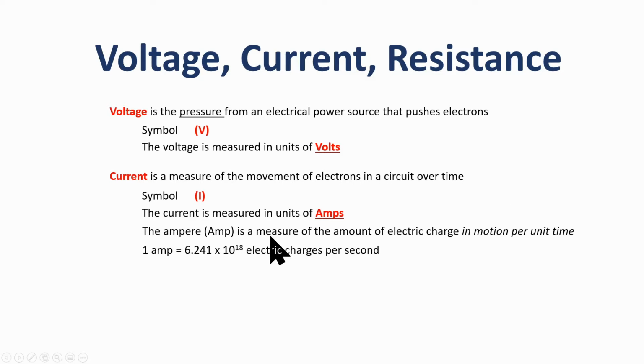So 1 amp is equal to 6.241 times 10 to the 18th electrical charges per second. Well, an electrical charge is the charge of 1 electron. So this is equivalent to looking at a point, say in the wire, and 6.24 times 10 to the 18th of these electrons moving by that point per second.